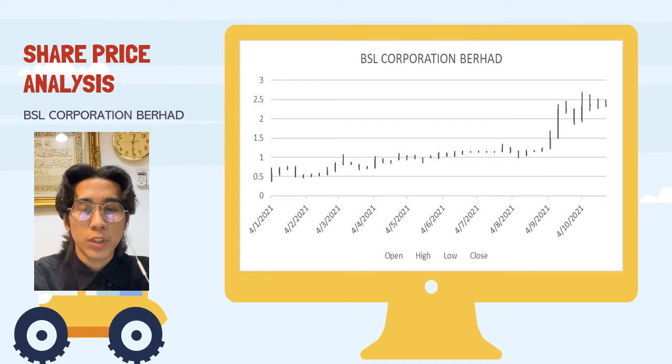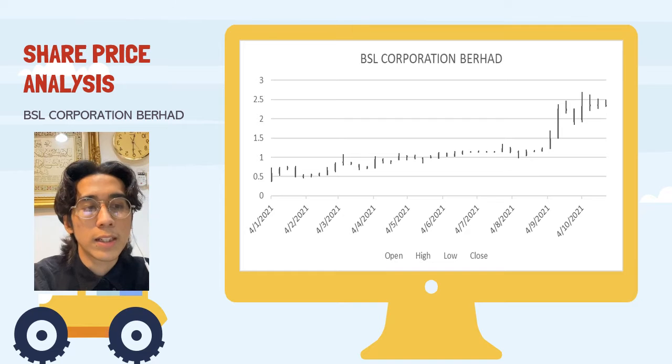Next, we move to the share price analysis for BSL Corporation Berhad. Based on the open high low close graph for BSL Corporation Berhad from 4 January to 30 October 2021, we can see that in the early month of January, the graph shows early stable and positive. Then, at the beginning of February, the graph of this company shows a slight decrease until the month of March.